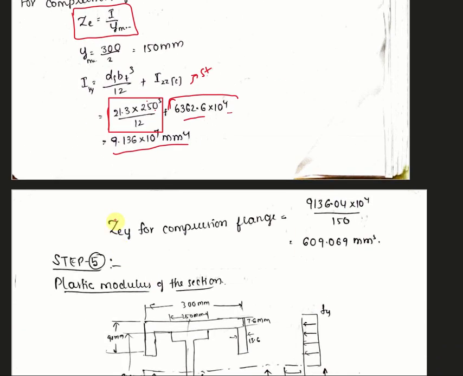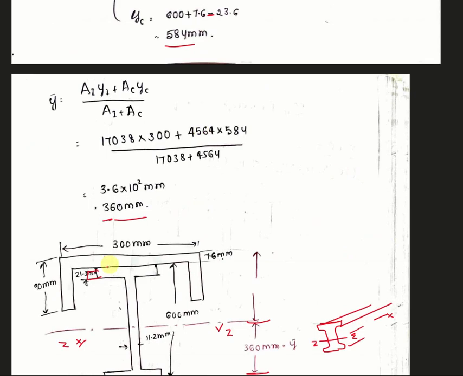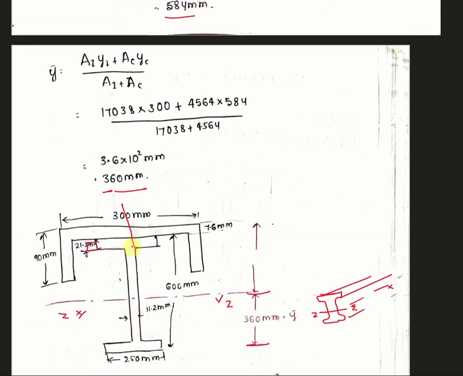Now ZEY for the compression flange, we got it as I by Y. We got it as 609.069. Y max, you know that, right? 300 by 2. Why 300? There is a channel section length, so it is 300 by 2.